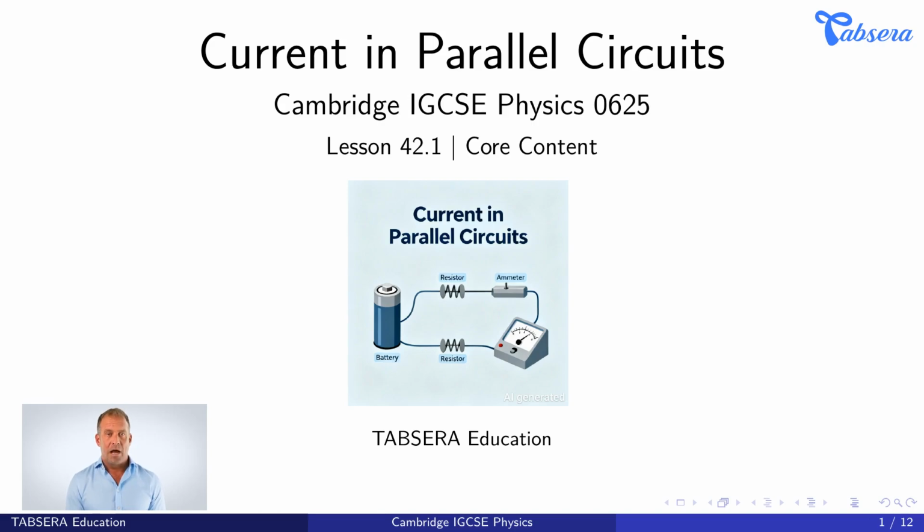Welcome to Cambridge IGCSE Physics, Lesson 42.1, Current in Parallel Circuits. Today we explore how electric current behaves when it flows through parallel branches in electrical circuits. This is core content for your Cambridge IGCSE Physics qualification, Syllabus 0625. Understanding parallel circuits is fundamental to electrical engineering and everyday electronics.